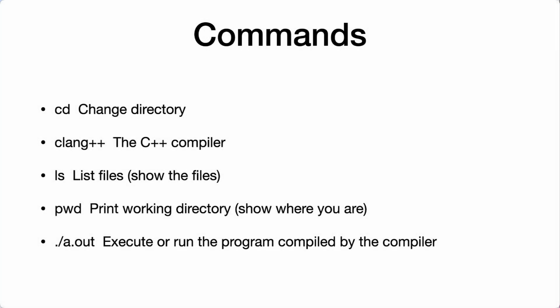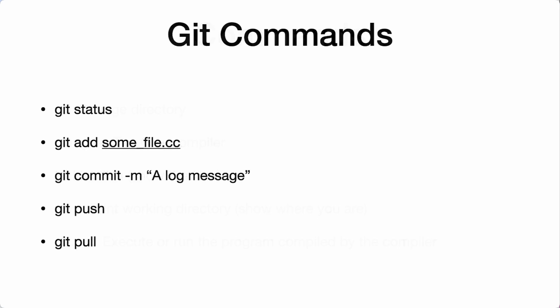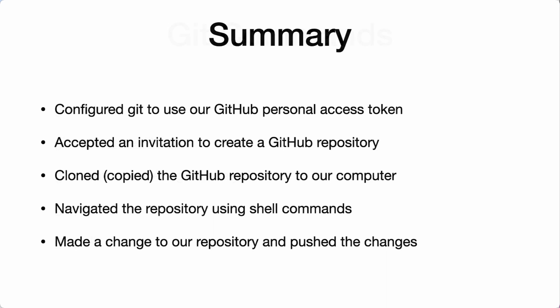These were the shell commands that we used in the video. You can learn more about the commands in the book, The Linux Command Line. These were the git commands that we used in the video. You can learn more about them in the book ProGit. In summary, we configured Git on our computer to use our GitHub personal access token. We accepted an invitation to a GitHub Classroom repository and then copied that repository onto our computer. Using shell commands, we were able to make a small change and push the changes back to GitHub.